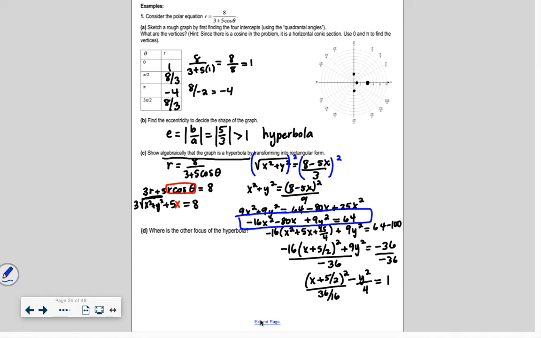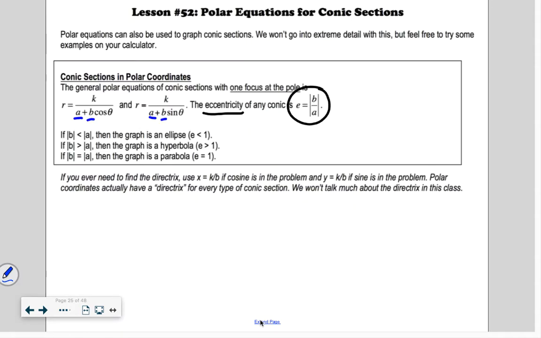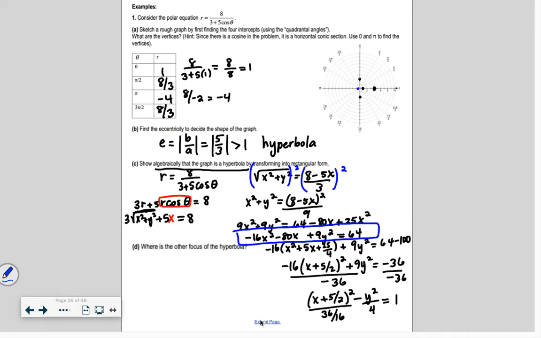All right, so where's the other focus of the hyperbola? So we're not done yet. We got to graph this because we still haven't graphed it. I know that a focus is at the pole. That's how this equation always is. Do you see it? It says the general polar equation of conic sections with one focus at the pole is this. So I have a focus right here. Do you guys remember a hyperbola goes around that focus? Do we see this right here?